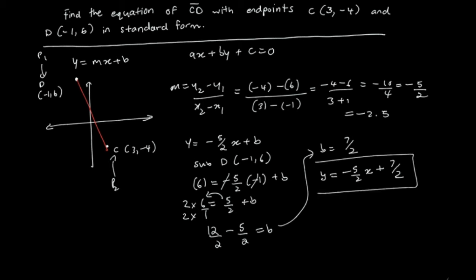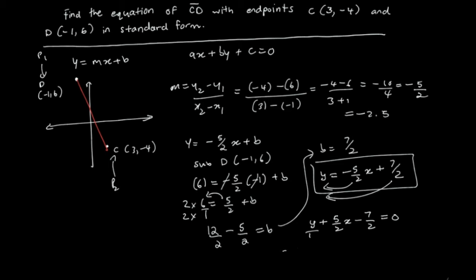Now this is the slope-intercept form. We're not done yet. We want to find this in standard form, so let's move all the terms to the left side and make the right side 0. So y plus 5 over 2 x minus 7 over 2 equals 0. What standard form prefers is whole number coefficients. All of these have a denominator of 2, and this one has a denominator of 1. If I multiply everything by 2, I can cancel out the denominators.